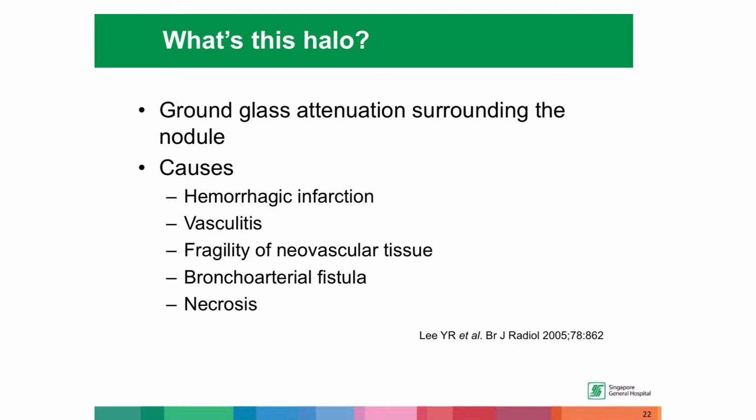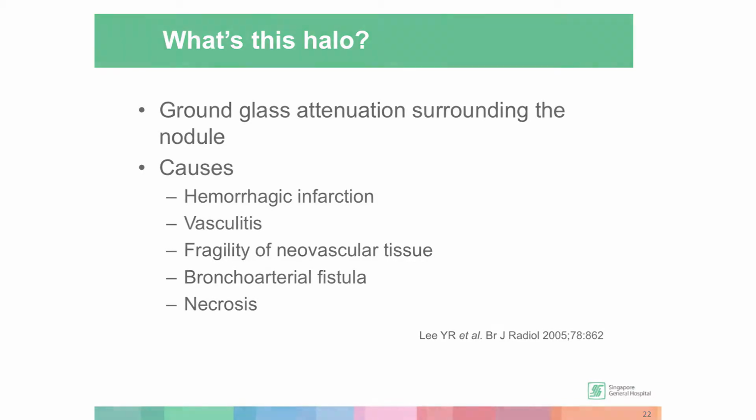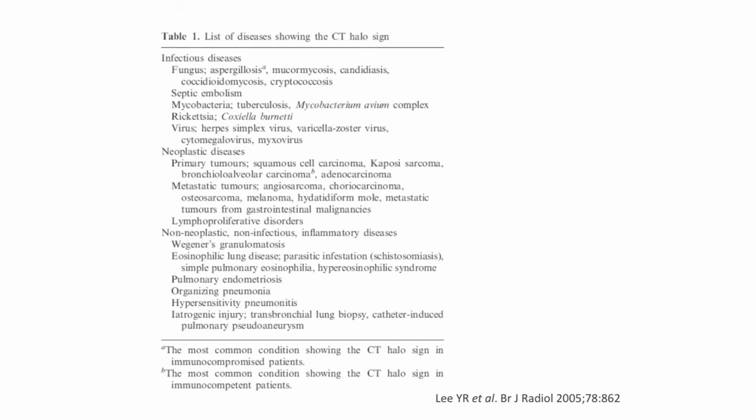And if you think about it as an area of hemorrhage around something, then maybe it could be caused by fragility of neovascular tissue, by some sort of necrosis, by a bronchoarterial fistula. So these authors had a few cases of the halo sign in the hospital that were not caused by invasive pulmonary aspergillosis. So they decided to scour the literature, and they found a whole long list of reports where people had described conditions showing the halo sign, right? From Kaposi sarcoma to MAC pneumonia, pulmonary endometriosis, osteosarcoma, and even vagus.